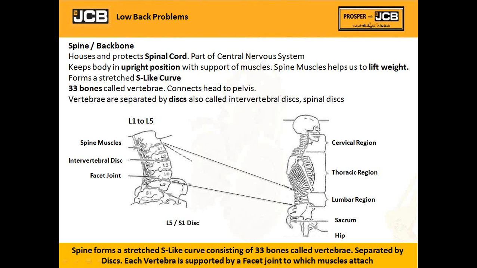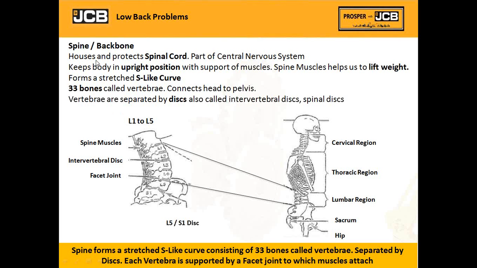The upper part, at the neck, is called the cervical. Then at the chest we have the thoracic region, and at our waist, the lumbar region, we have these L1 to L5, 5 vertebrae, which are called the lumbar region, and then again at the bottom we have the sacral region. So this is the structure of the spine, very very important.